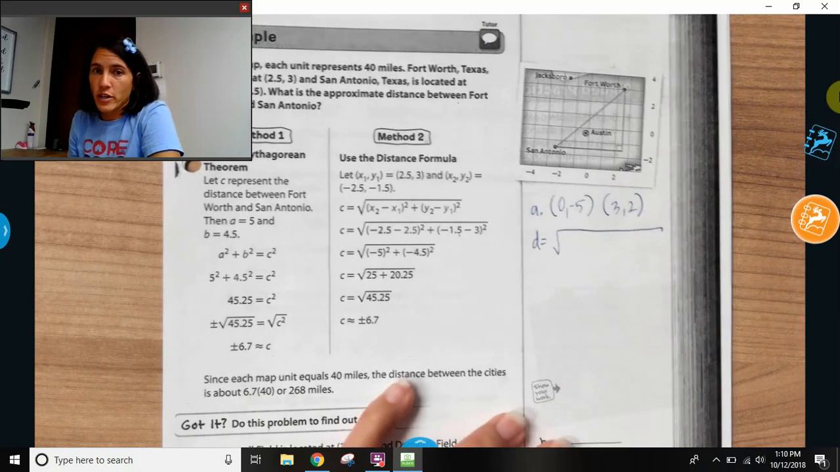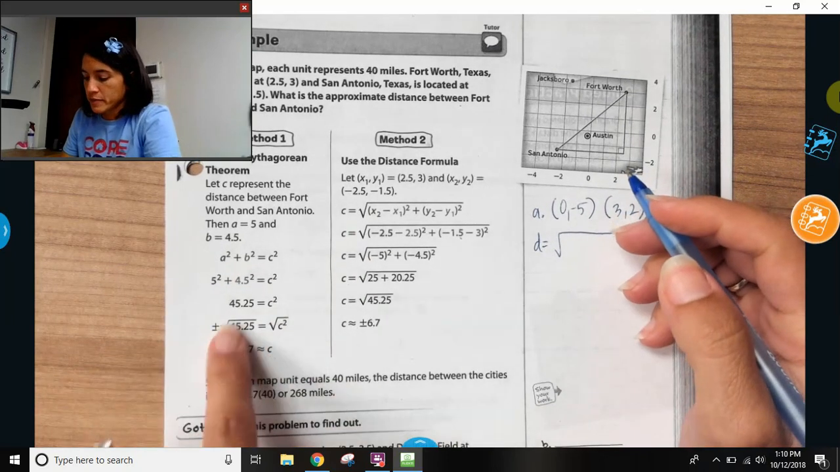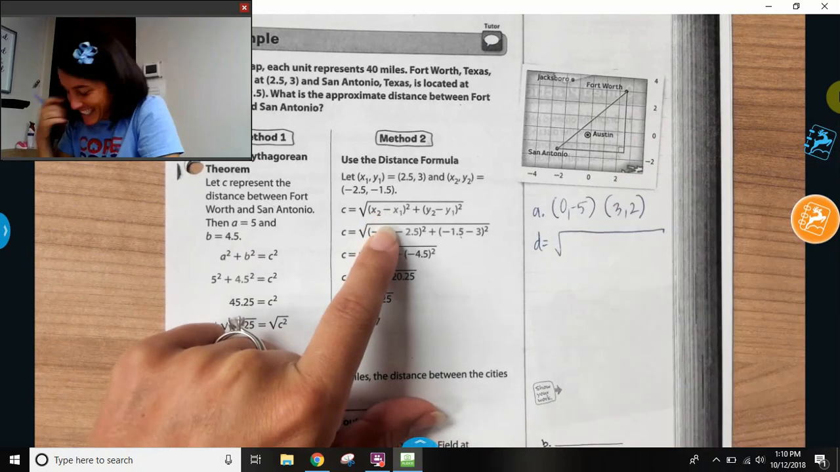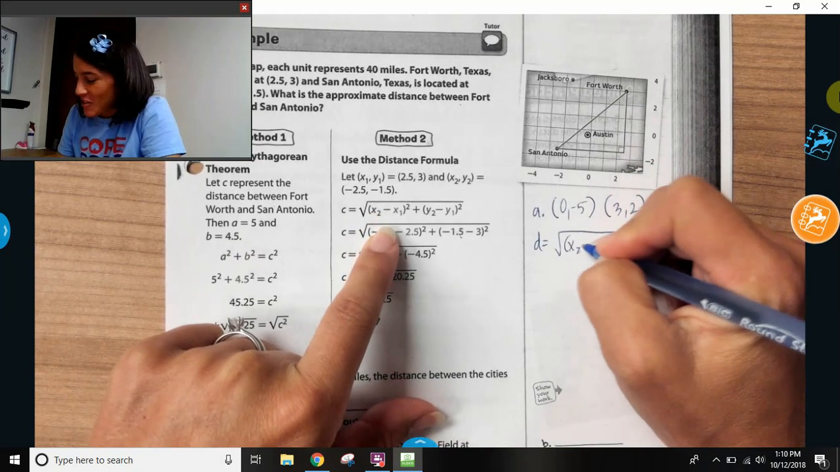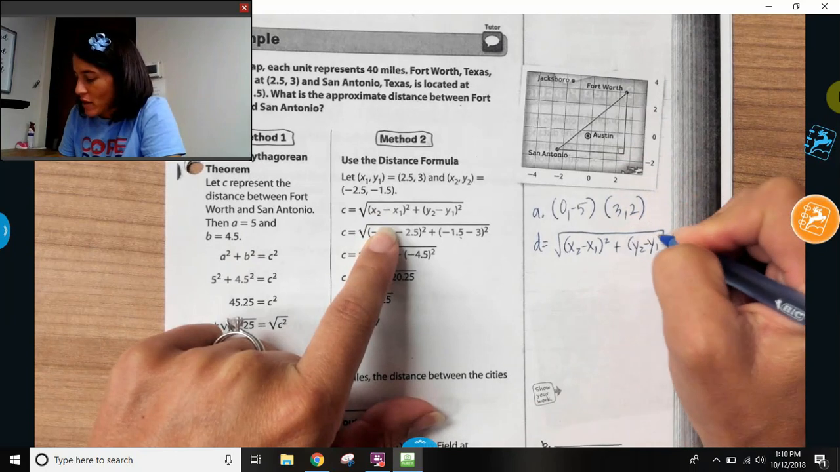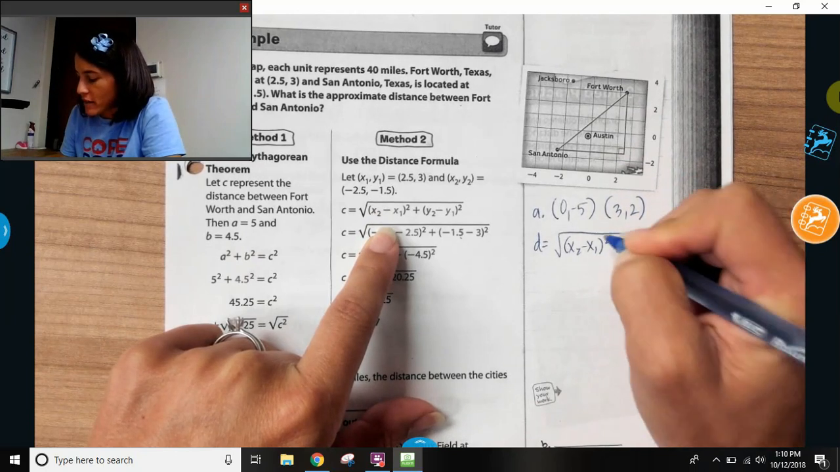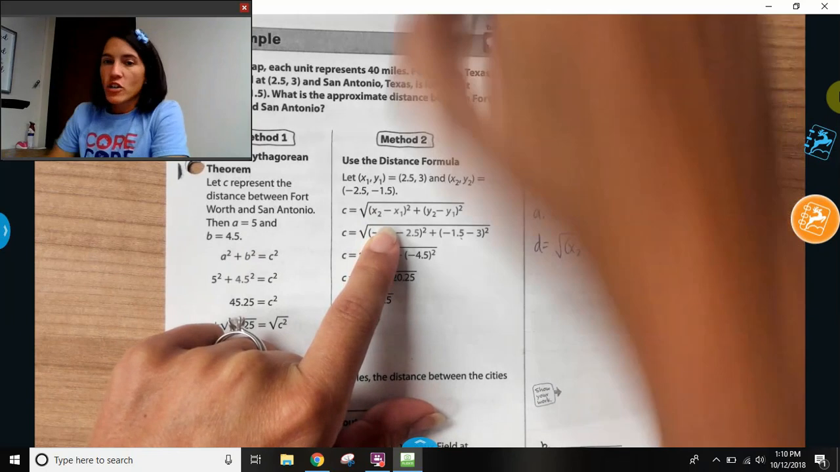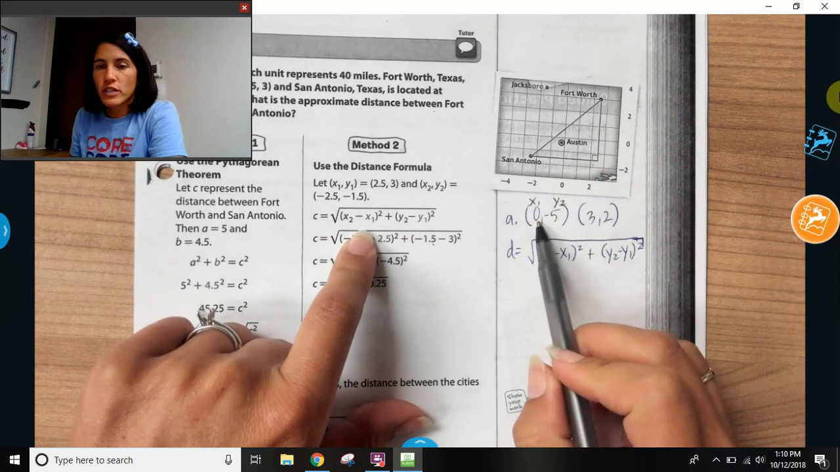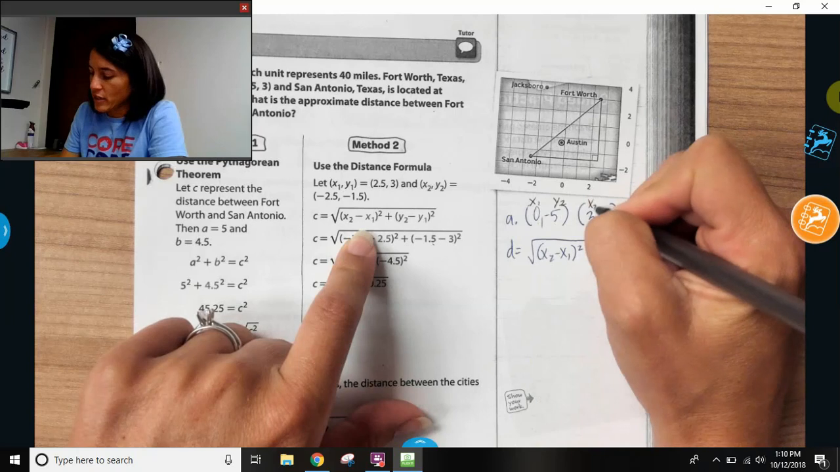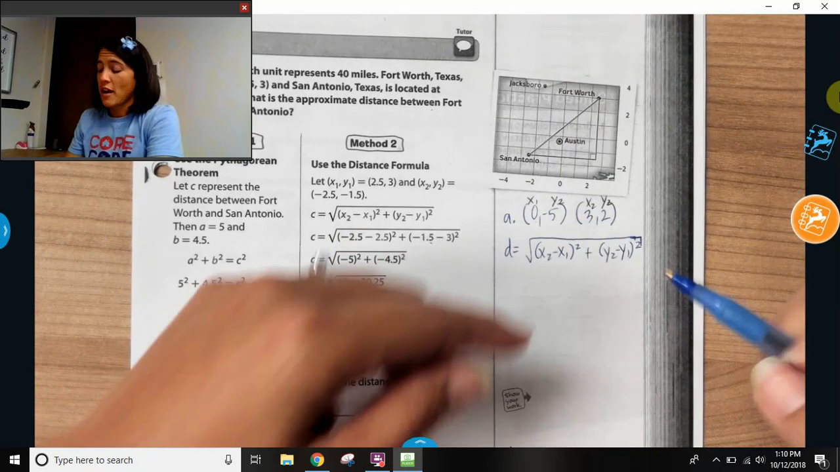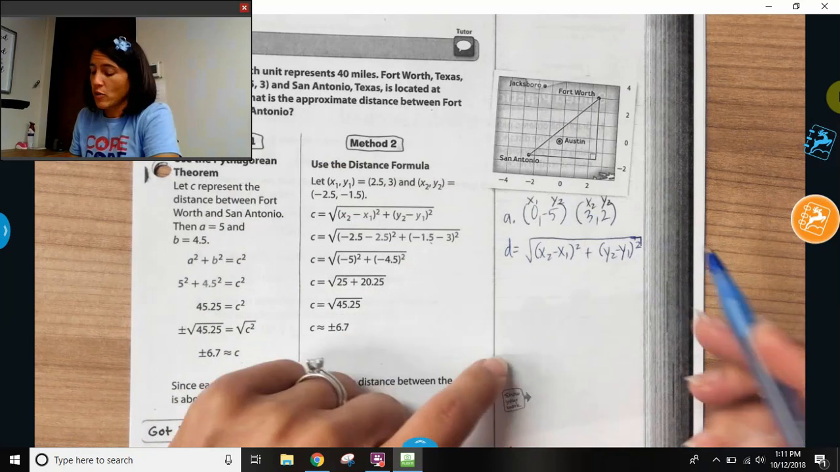Let's always start with our equation, and it's written right here for you. x2 minus x1 plus y2 minus y1 squared. Don't forget you got to square both sides. And here is a tip that will help you if you go ahead and label. The first coordinate is x1 and y1, and the second coordinate is x2 and y2. If you go ahead and label that, that will help you. And now we're just plugging into our equation.